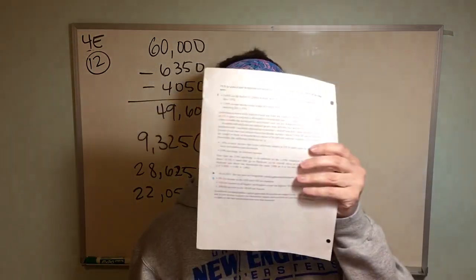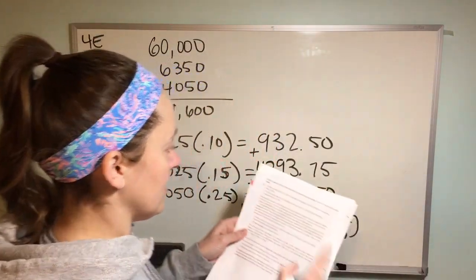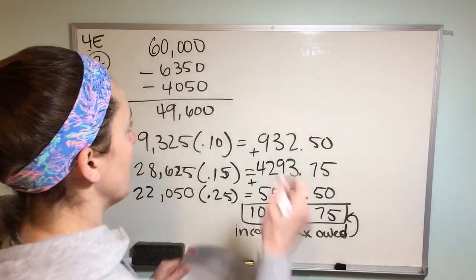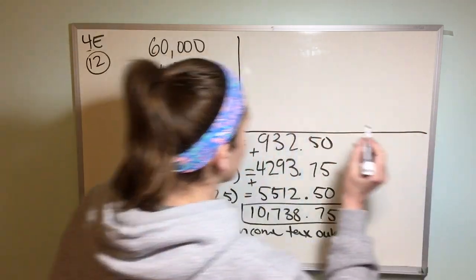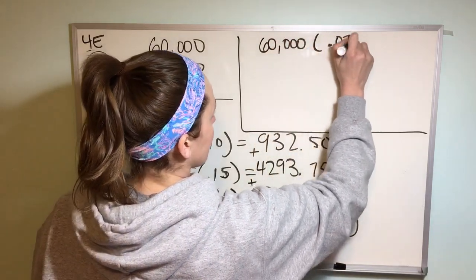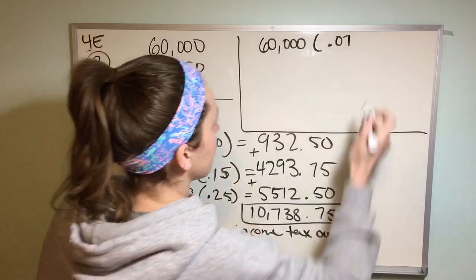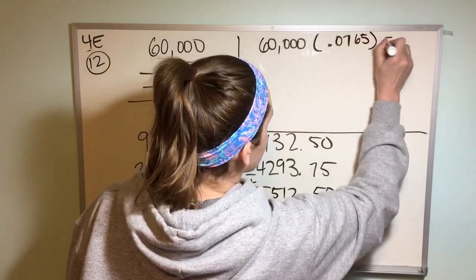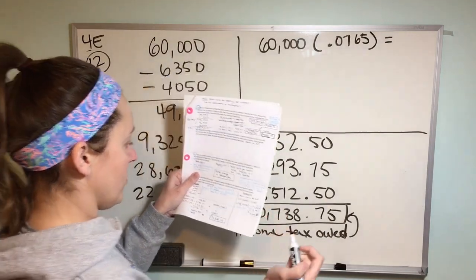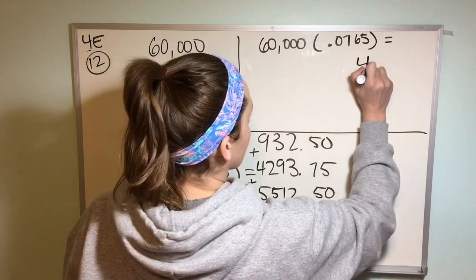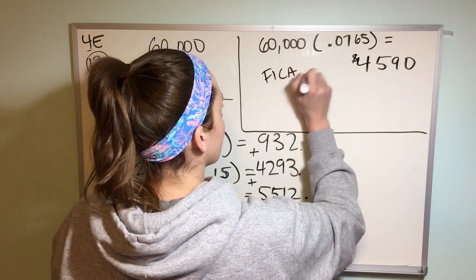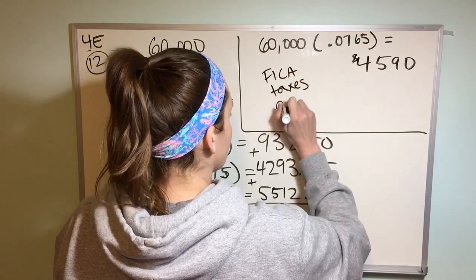Now you'll notice back on this side of the sheet, his FICA taxes are 7.65% on the first $127,000. Good news, he only makes 60 grand. So we'll just say 60,000 times 0.0765, and that will tell us his FICA taxes, and his FICA taxes are $4,590. Those are his FICA taxes owed.